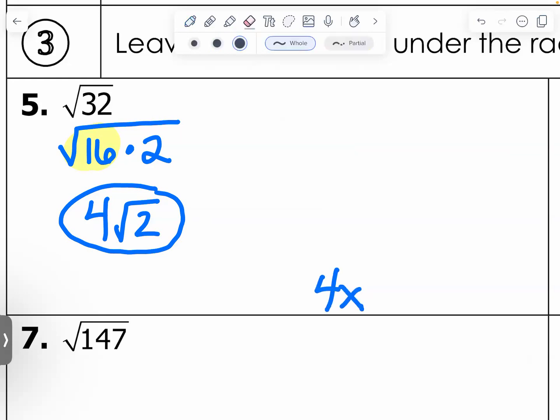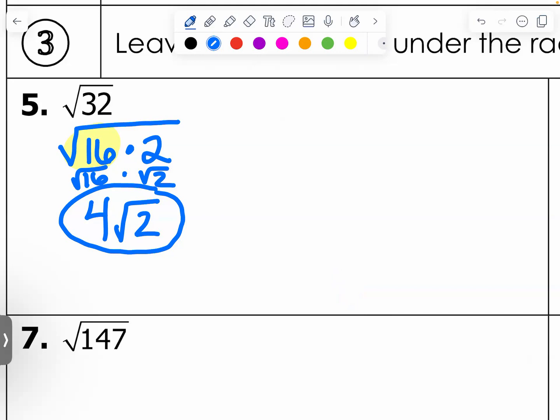Okay, Maddie, I have a question. Why would we turn the 4 to 2? Because it's outside of the square root. How do you know what's inside and outside? Whatever your perfect square is, like this is the square root of 16 times the square root of 2. The square root of 16 we know is 4. And the square root of 2 is not a perfect square, so it has to stay.